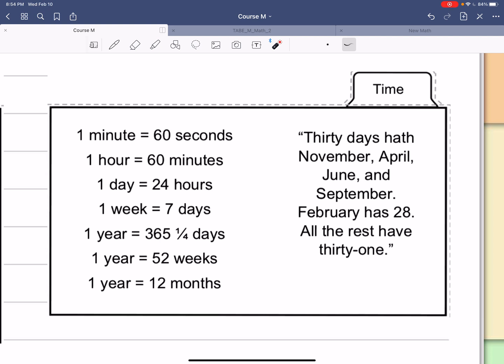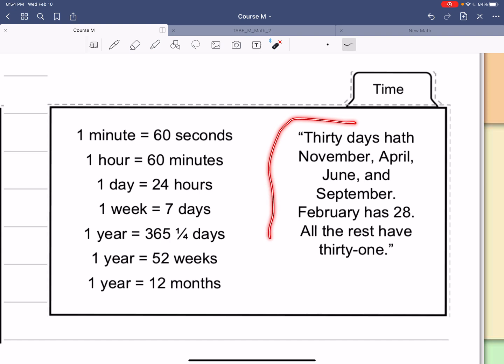The units here are seconds, minutes, hours, days, weeks, months, and year. So there are quite a few of these. You notice that I did not give you 1 month equals so many weeks or so many days. And that is because the months vary in terms of days and weeks. Days, really. There aren't full weeks, but the days make a difference.